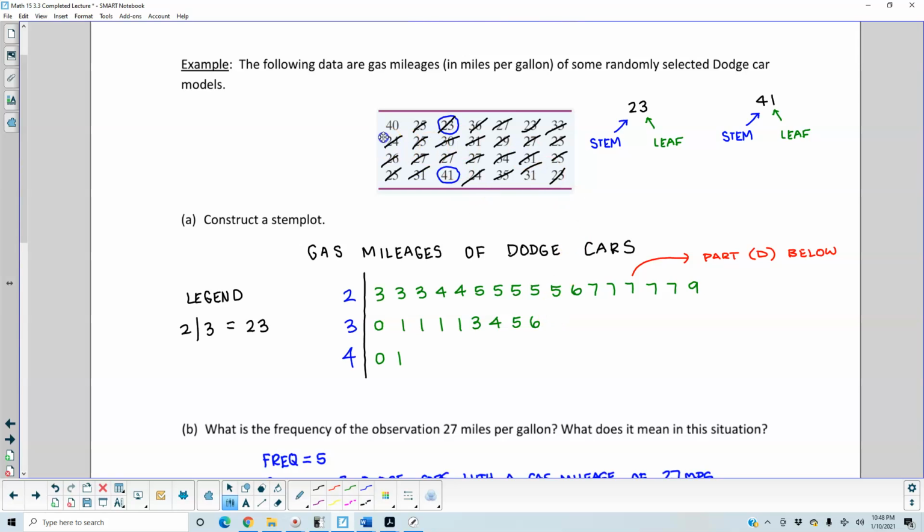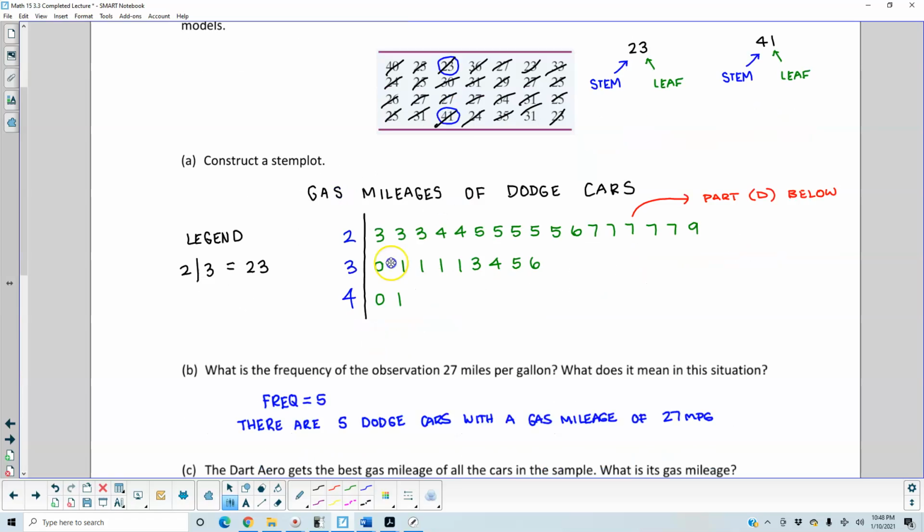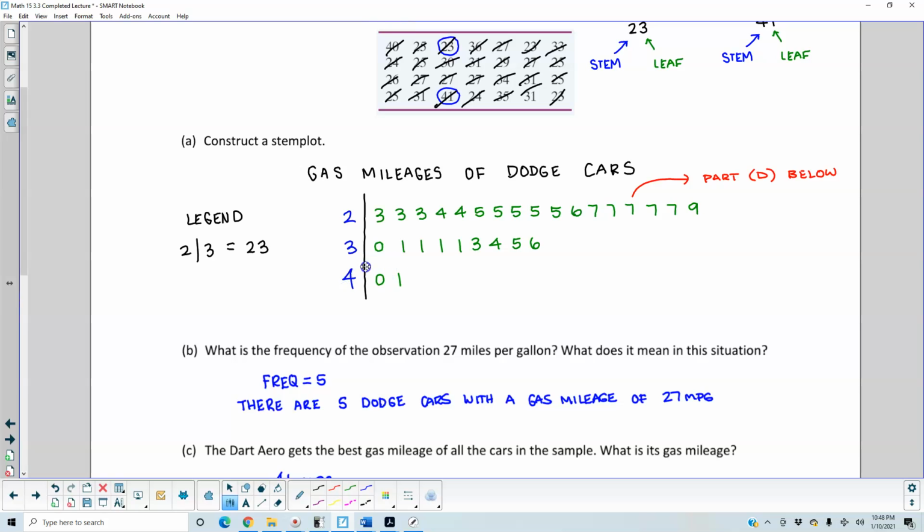Now we can look at the 40s. We have a 40 in one of them, so the stem is 4 and the leaf is 0. And then the last number is 41, and therefore we have a stem of 4 and a leaf of 1.